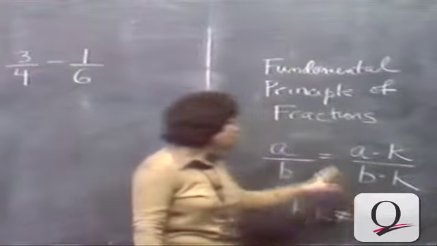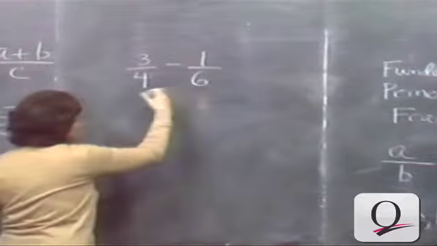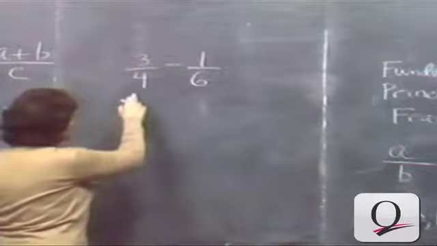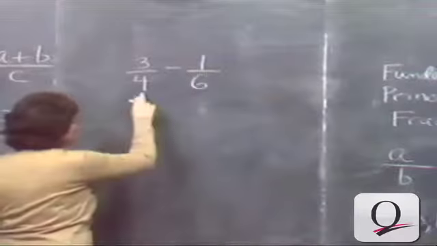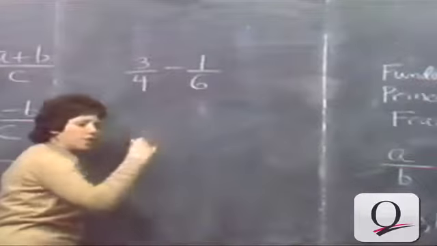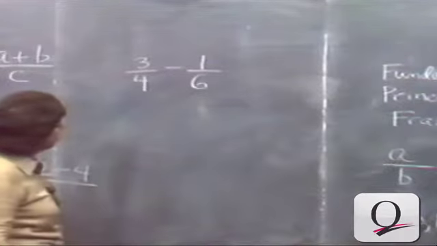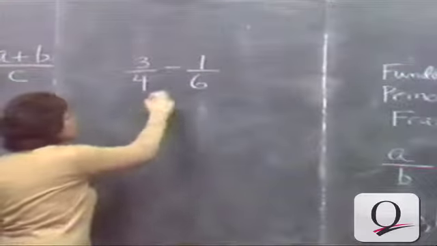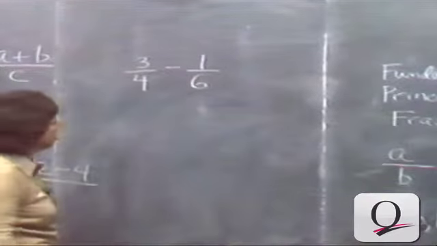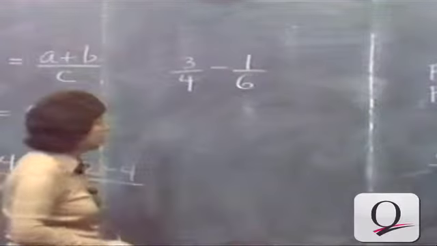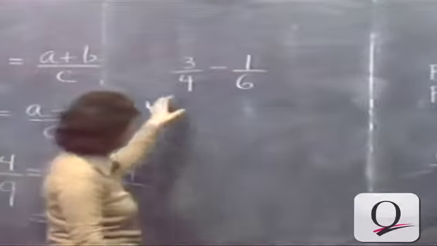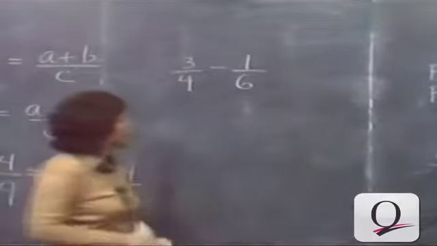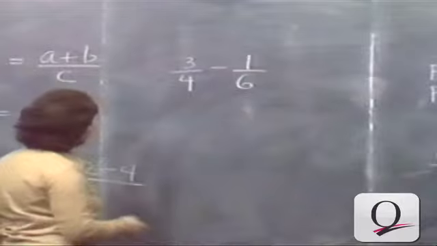Now, the question here is, what should be the denominator in the fractions that we're building? We want a number so that 4 and 6 both evenly divide that number. In a pinch you could use the product of the denominators, 4 times 6, 24. But it's more efficient to find what we call the least common denominator, the smallest number so that 4 and 6 evenly divide it. And there's a little trick involved in finding the least common denominator.